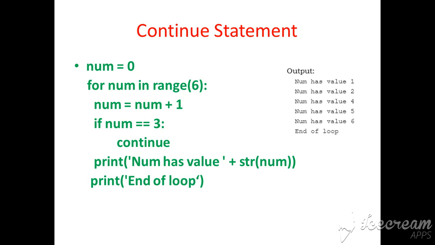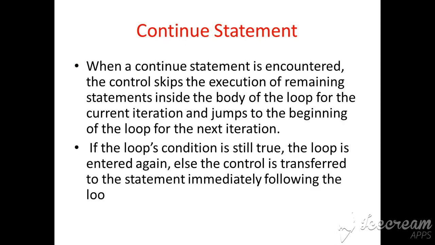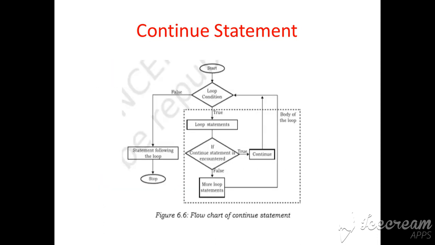Your output, you can see, is 1, 2, 4, 5, 6, then the end of the loop. When the number becomes 3, it automatically skips that printing statement. If the loop condition is still true, the loop continues again, else control is transferred to the statement immediately following the loop. So this is the use of the continue statement.